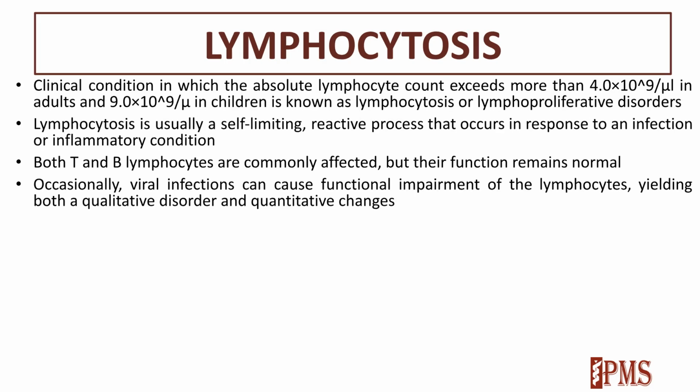Lymphocytosis, or lymphoproliferative disorders, occurs when the absolute lymphocyte count exceeds 4.0 times 10 to the 9 per microliter in adults, or 9.0 times 10 to the 9 per microliter in children. It's often a self-limiting reactive process in response to infection or inflammation, usually affecting both T and B lymphocytes.